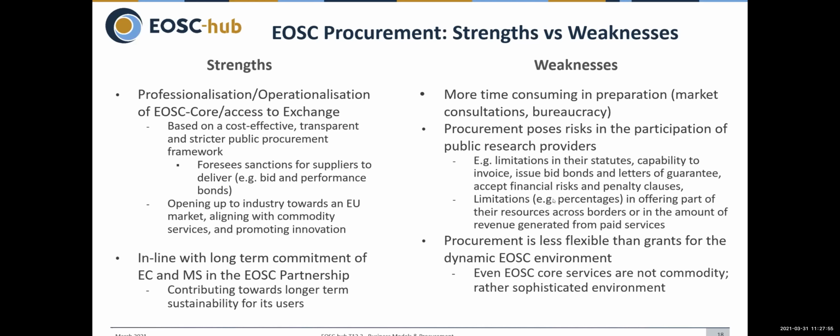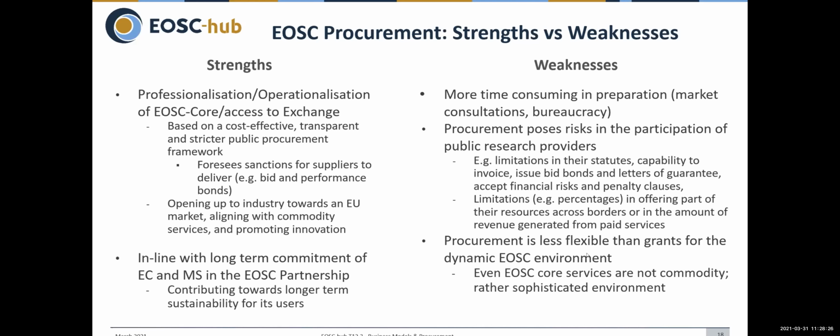There may also be limitations in offering part of the resources across borders, or in the amount of revenue generated from paid services. And also, procurement is probably less flexible than grants. In grants, it's easier to change things with the reviews, and probably make some change of direction, or take into account new requirements.